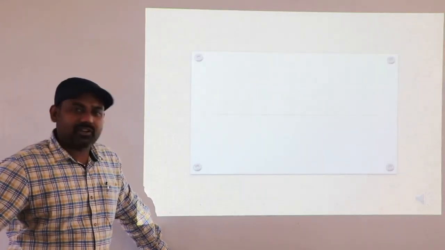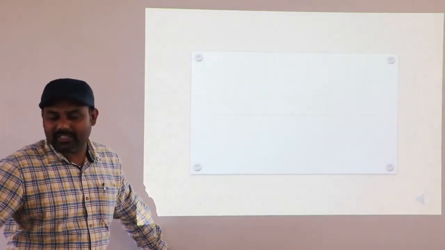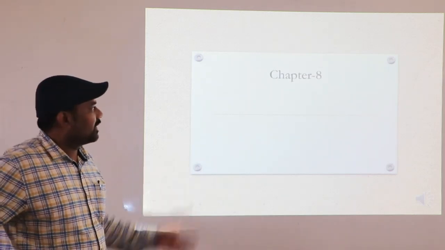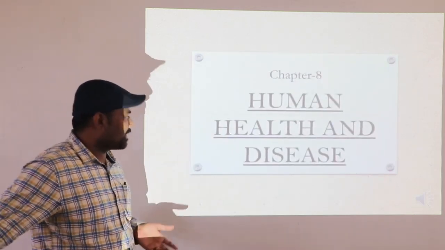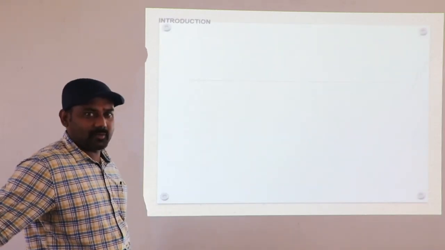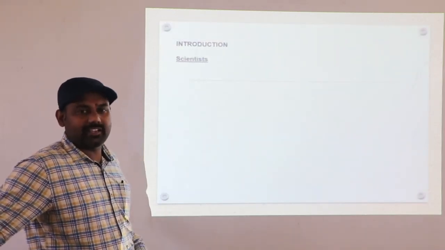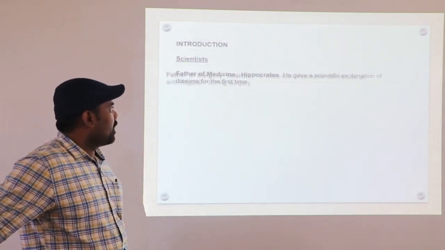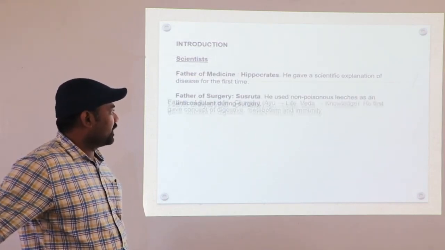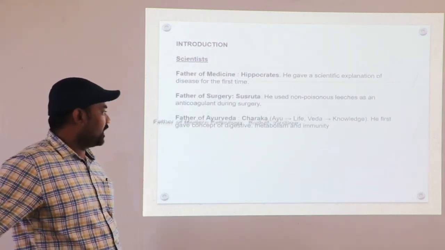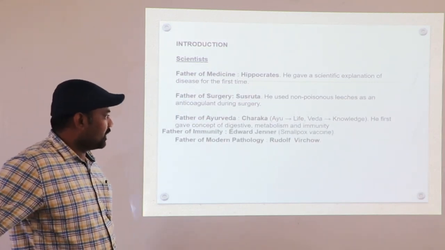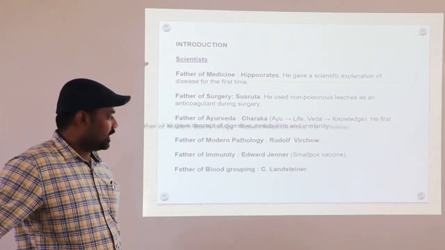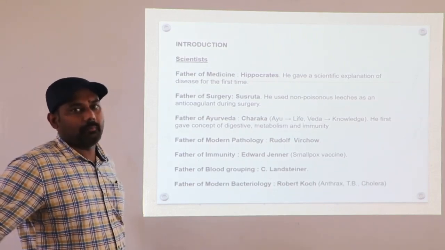Students, today we are going to continue the previous chapter, that is human health and disease. So quickly we'll revise yesterday's slides, that is chapter 8, human health and disease. Next, what is the introduction about this chapter, then who are the scientists who contributed to the medical line, such as father of medicine, father of surgery, then father of Ayurveda, then father of modern pathology, then father of immunity or immunology, father of blood grouping, then father of modern bacteriology.